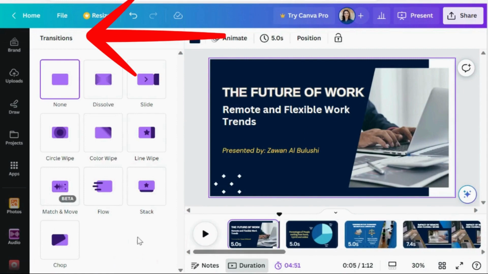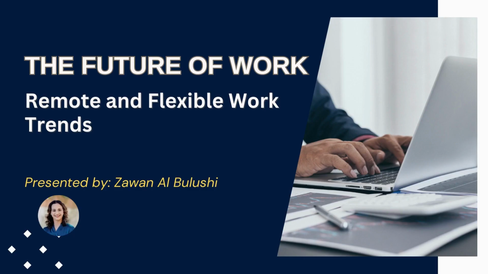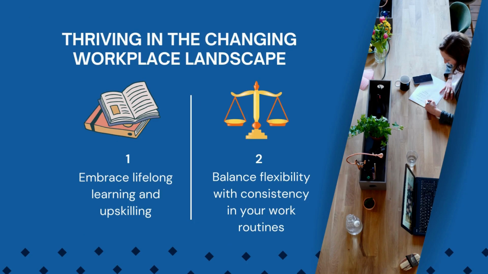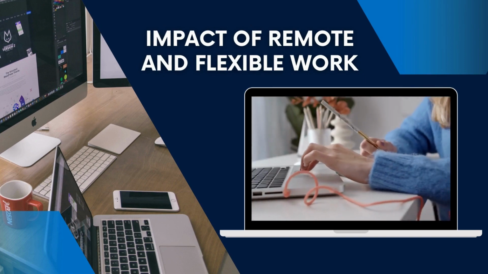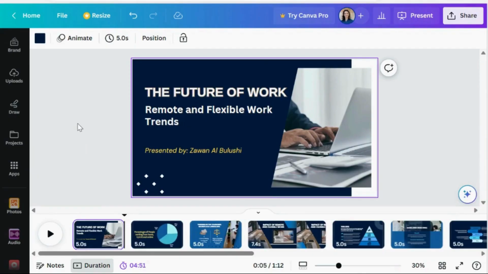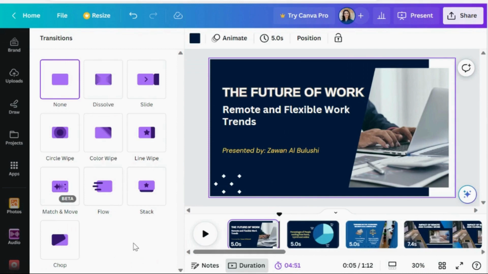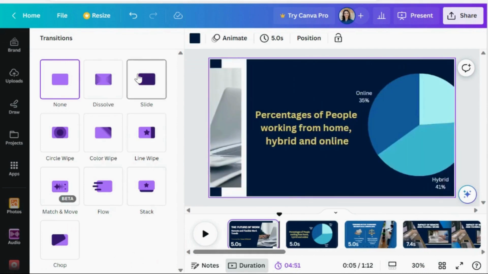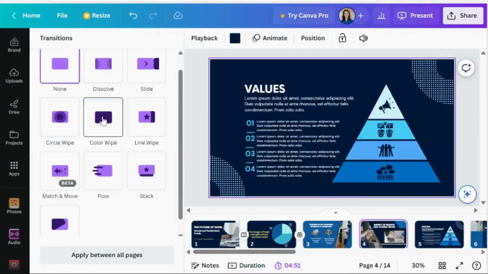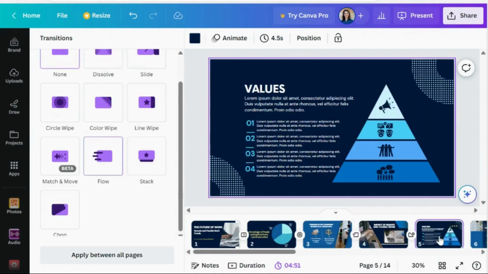Let's talk transitions. Make your presentations more appealing by adding some smooth transitions between slides. Just click in that space between your pages. The top part is for adding more pages and the bottom is for adding transitions. How about trying out the slide transition between the first two slides? There are plenty of other cool options to experiment with too.